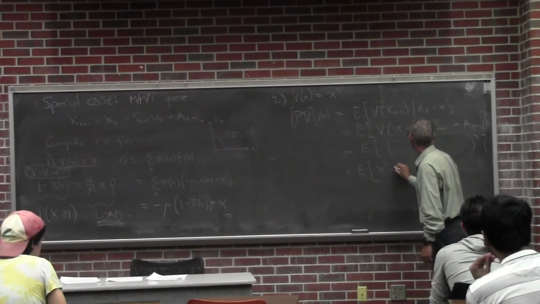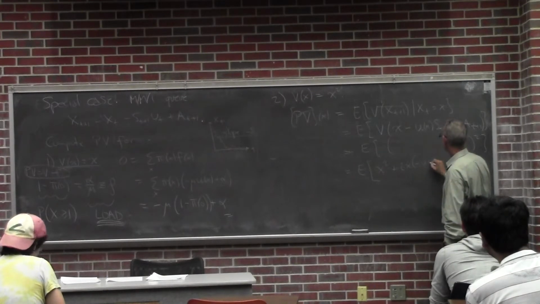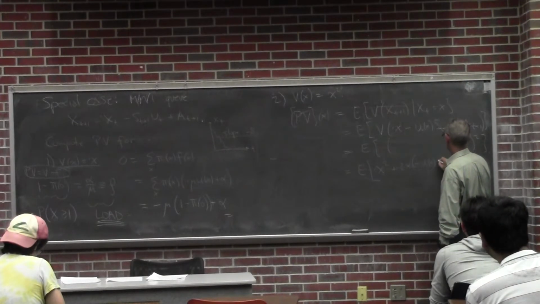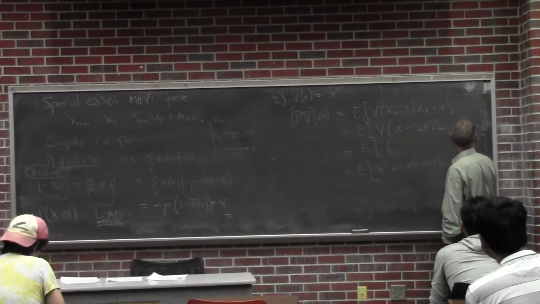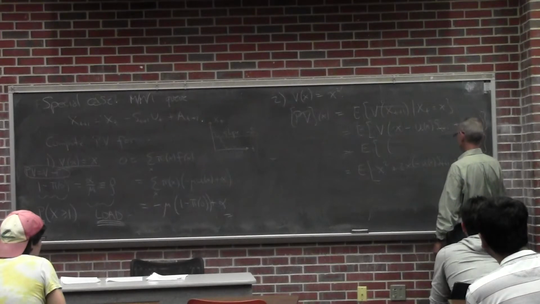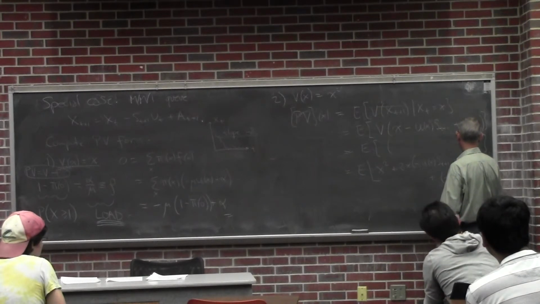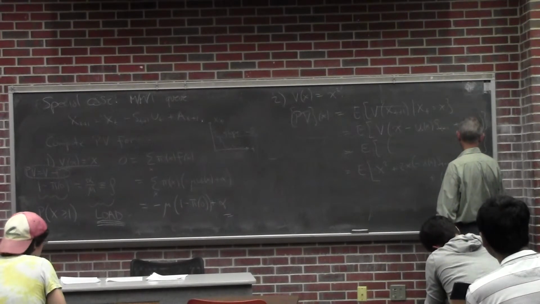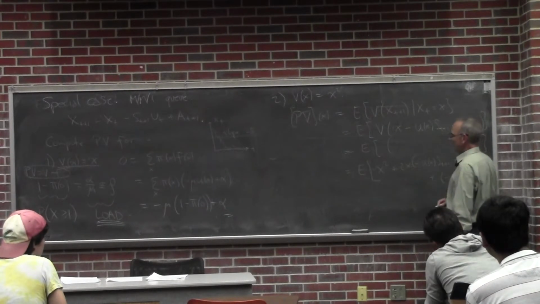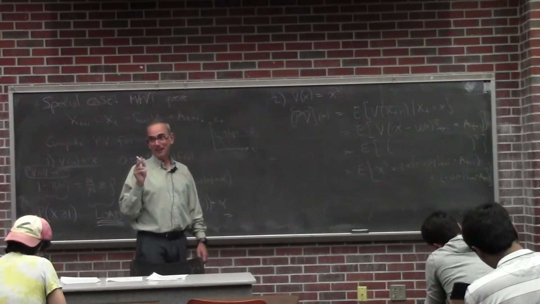I've got x squared plus 2x times minus U of x, plus 1, plus alpha squared plus 1, and then plus the other term. And that looks sort of depressingly exhausting. But it's not so bad. It's not as bad as it looks.